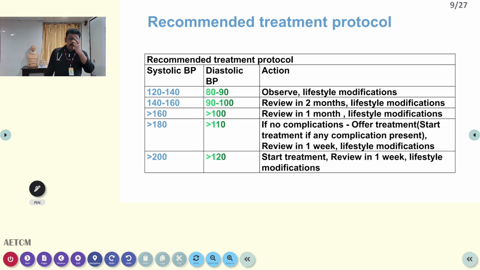Now, whenever you diagnose a patient, repeated readings are required. Don't think that one reading alone can make a diagnosis. Depending on the repeated readings, you have some recommended treatment protocol. No need to start antihypertensives immediately after diagnosing hypertension. Some time needs to be given to the patient for lifestyle modification. That is very important. So, according to the BP, you can advise lifestyle modification and review the patient. Then, if the patient does not improve, you can straight away start the medication. But with higher BP or with complications of any BP, you have to start the treatment.